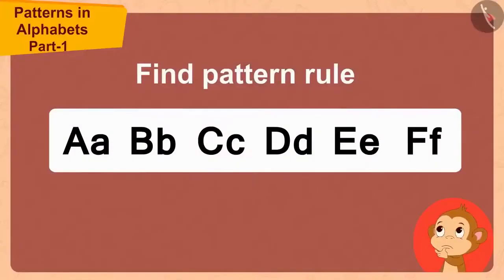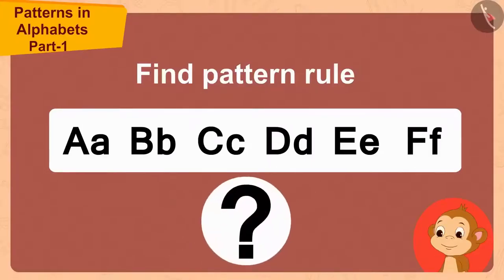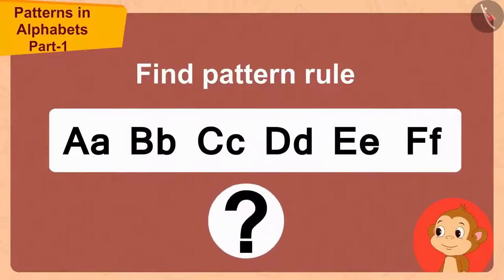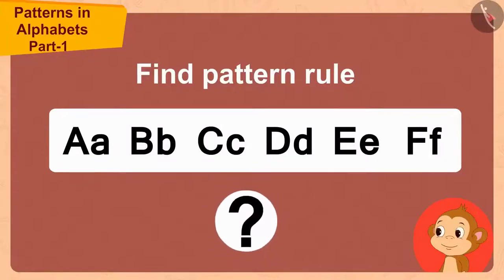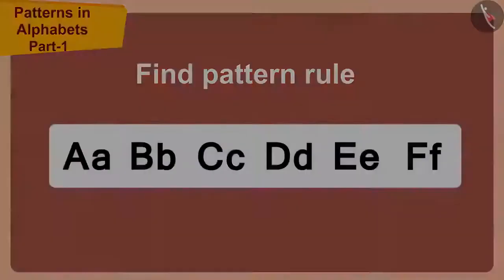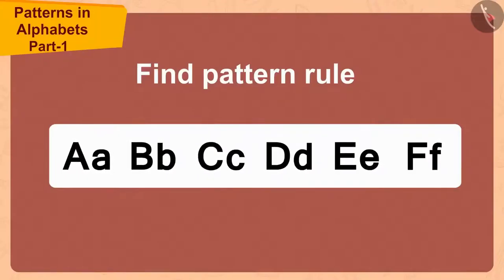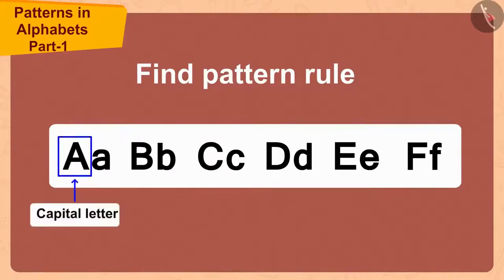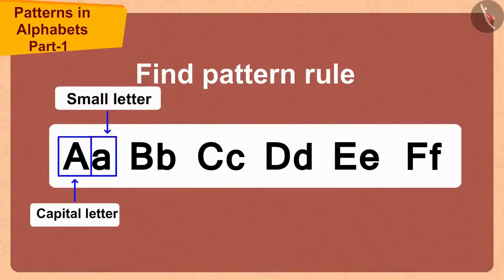Babban got excited to find the rule of this pattern. Children, can you find the rule of the pattern made from this letter? If you want, you can stop the video and find the answer. Firstly, the first letter of the alphabet A is written in capital letter. Then, the small letter of the same letter is written.